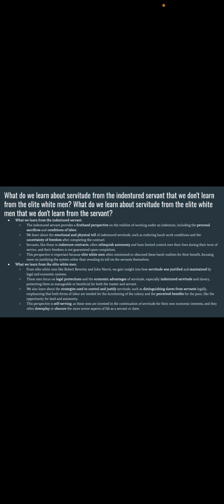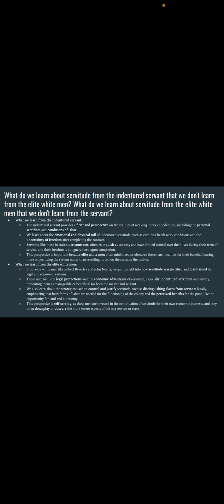So their narratives highlight the true toll of servitude that those in positions of power like Robert Beverly and John Norris either downplayed or ignored. On the other hand, the elite white men provide a more rationalized and detached view of servitude, emphasizing the legal protections and economic opportunities offered by both forms of labor.